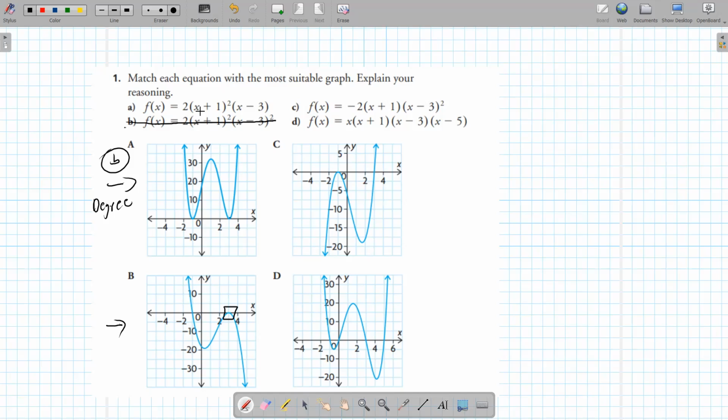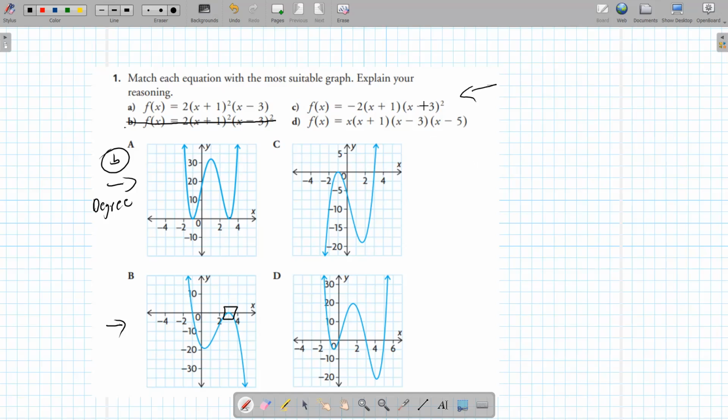Could it be A? Look at A. What's the leading coefficient here, positive or negative? Positive. Does B have a positive or negative leading coefficient? Negative, right? So it can't be A. Can it be C? Yes, it can, and indeed it's C, right?